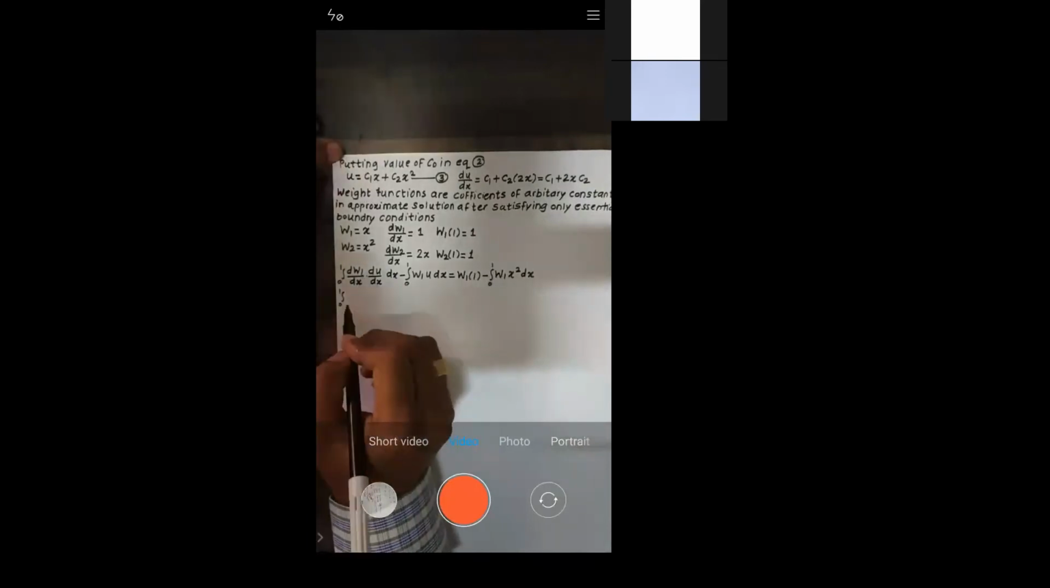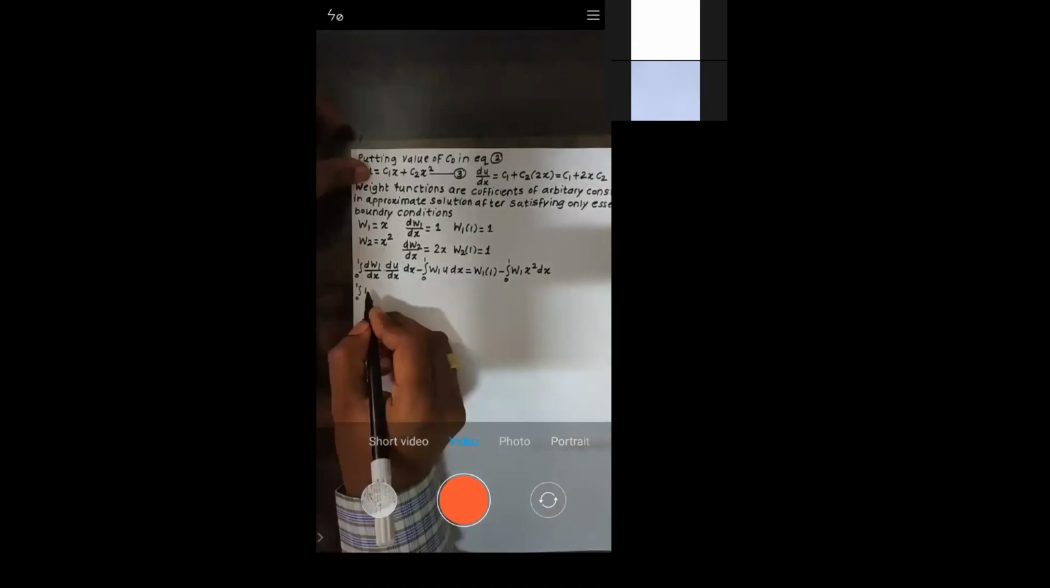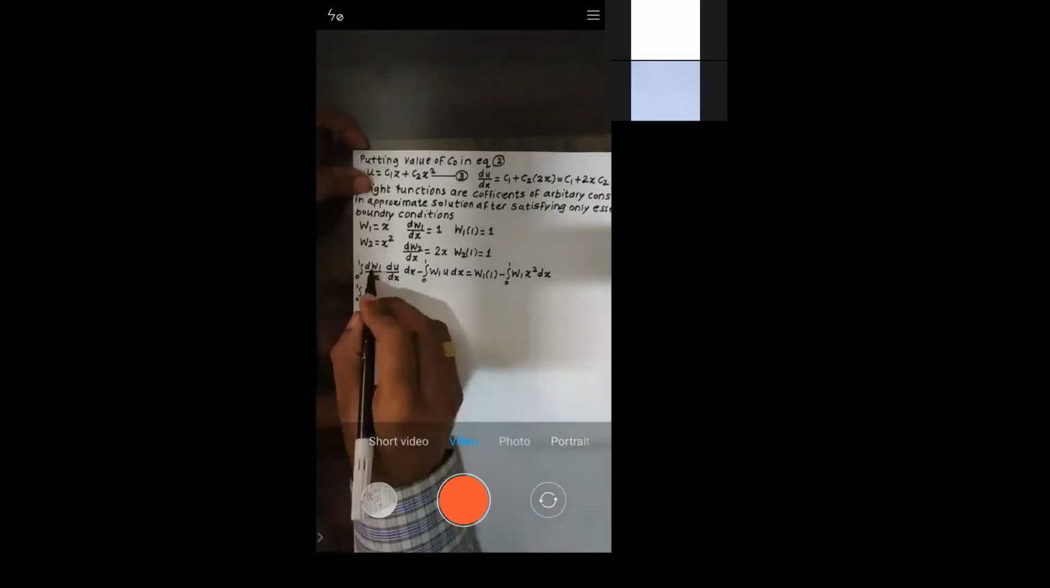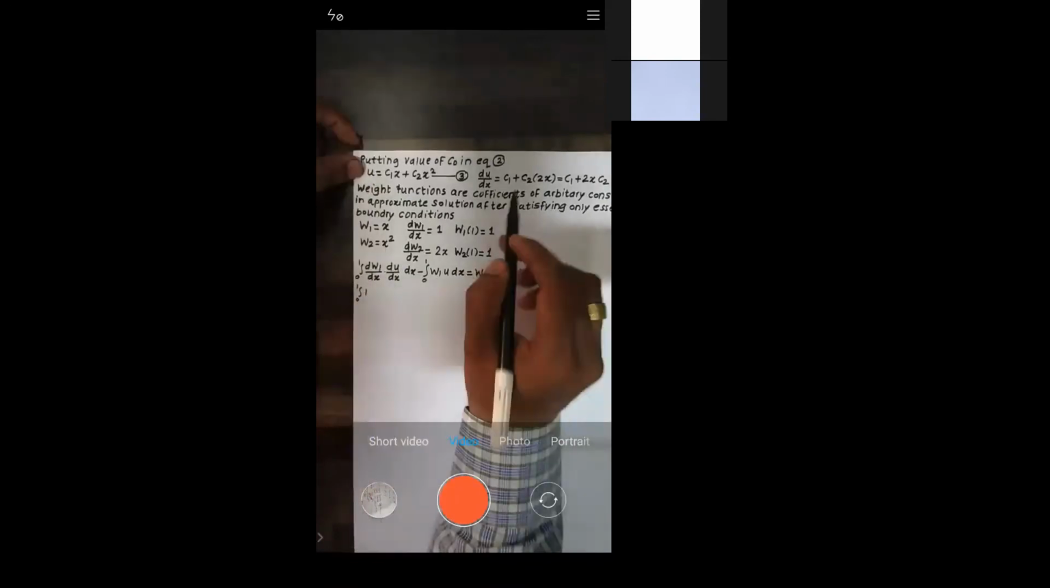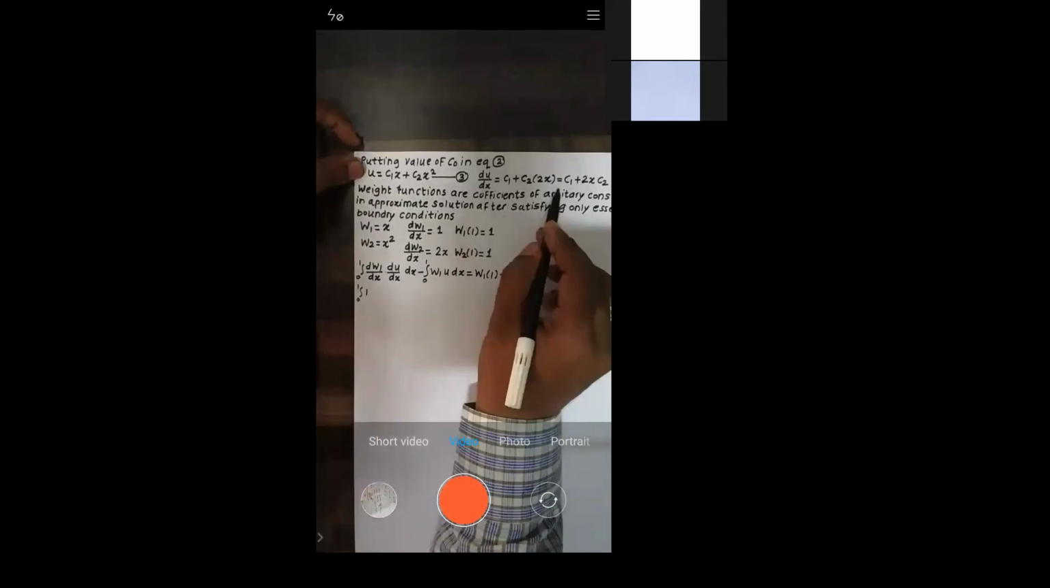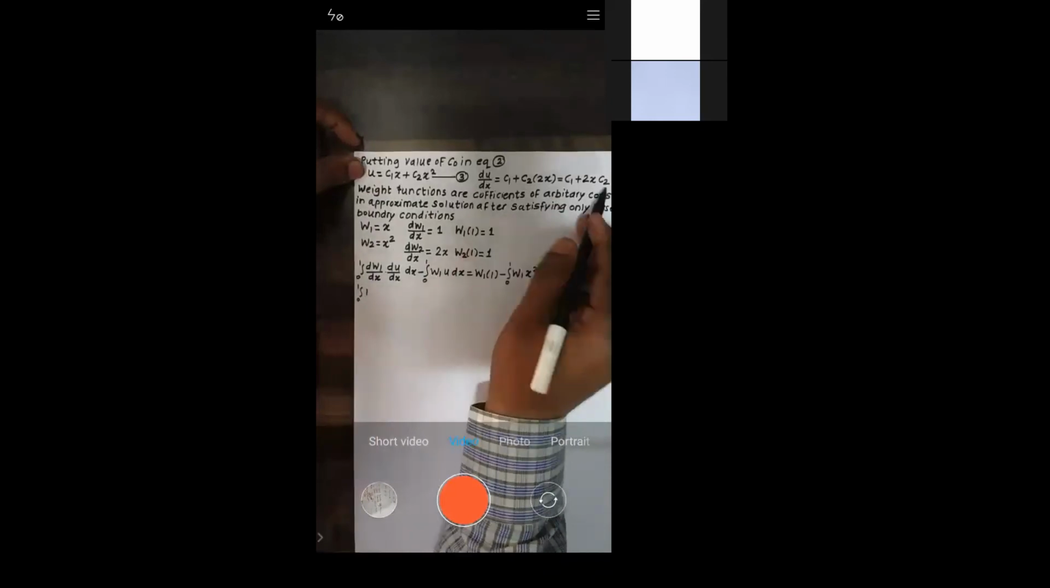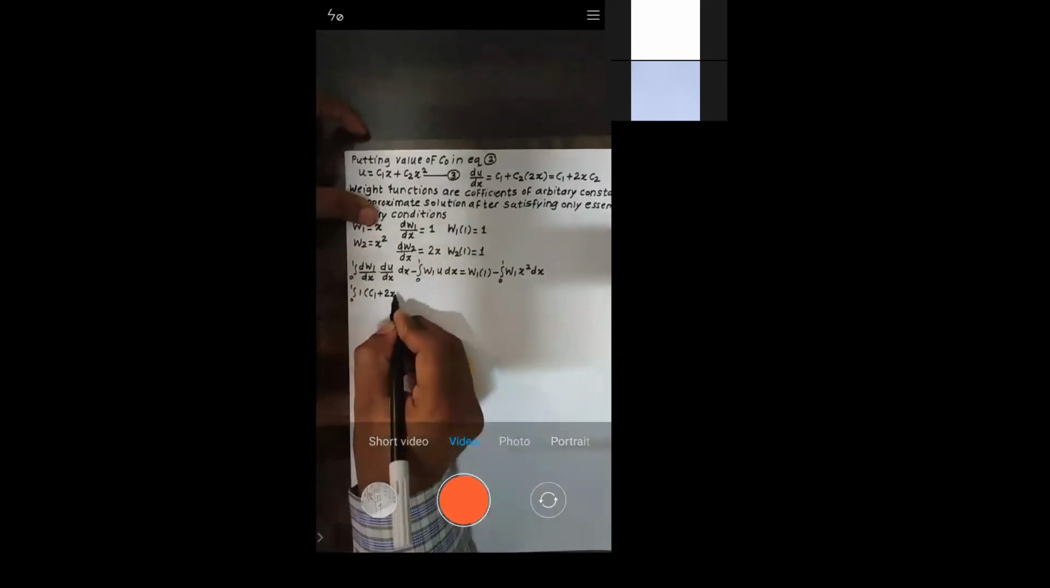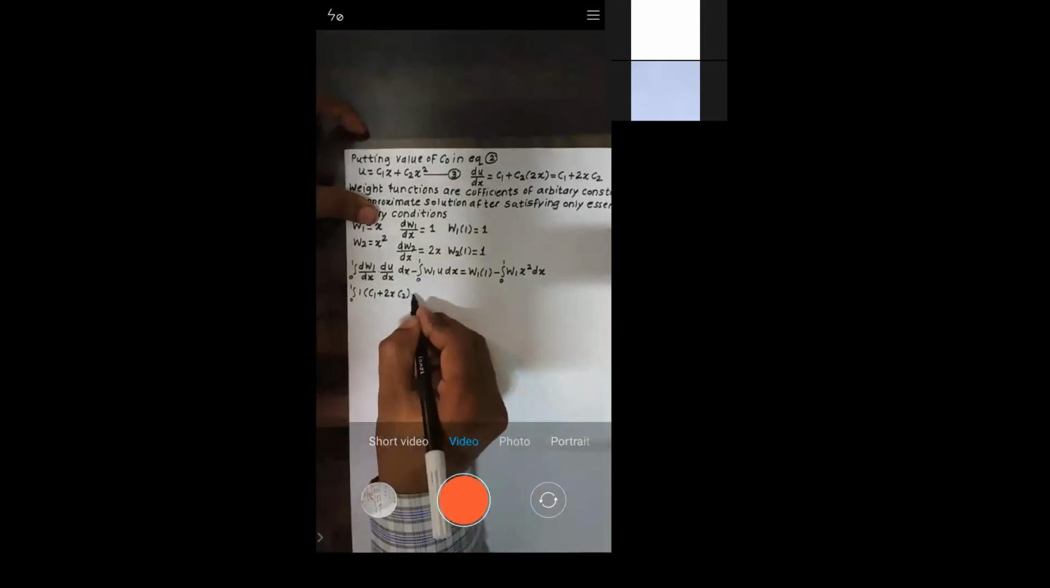So I'll put these values, integration 0 to 1. What is dw1 by dx? It's 1. Can you see dw1 by dx? It's 1. What is du by dx? It's this value, so it is c1 plus 2x c2, into dx.